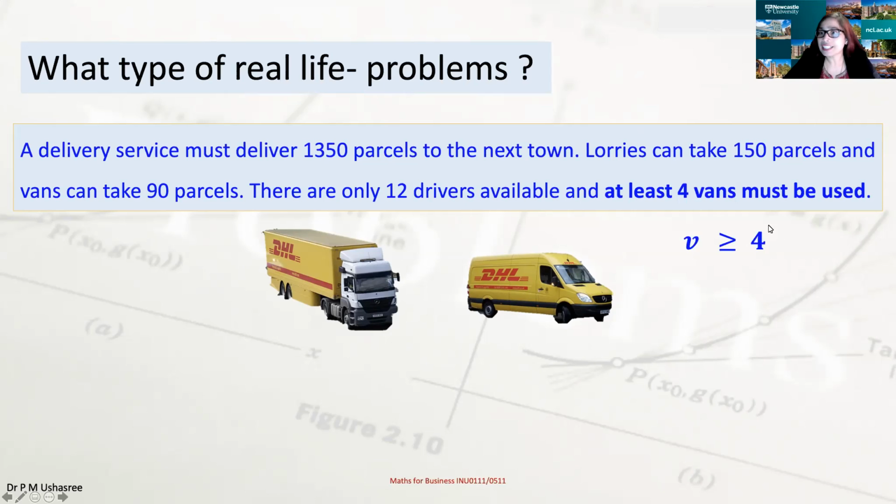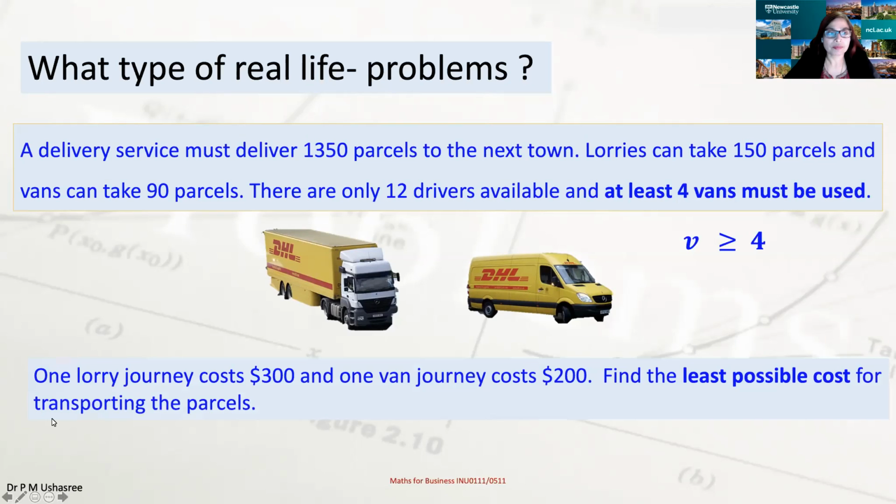So you can write the inequality as B, the number of vans, is greater than or equal to 4. It can't be 1, 2, 3. It can be 4 or more than 4. So that's why we have used the term at least. So understanding these types of inequalities will help you solve such problems.